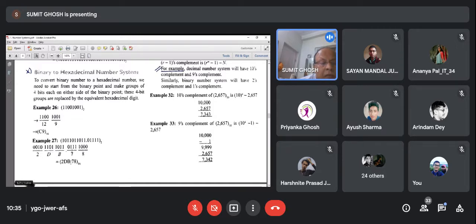So the total binary string becomes 2DB, then the decimal point, and then 78. Is it clear? Yes, sir.